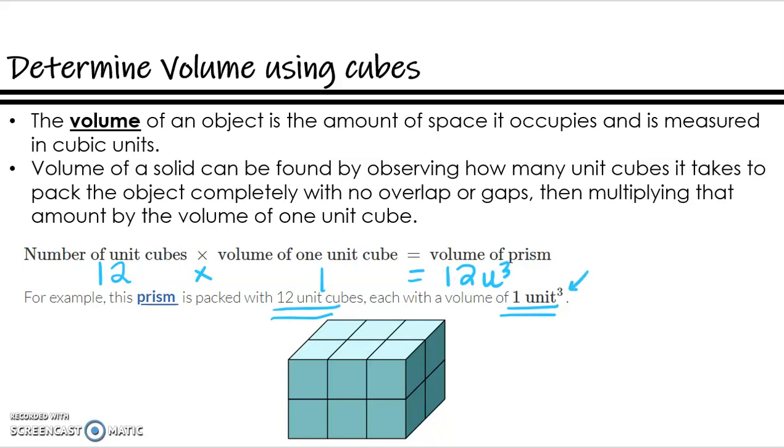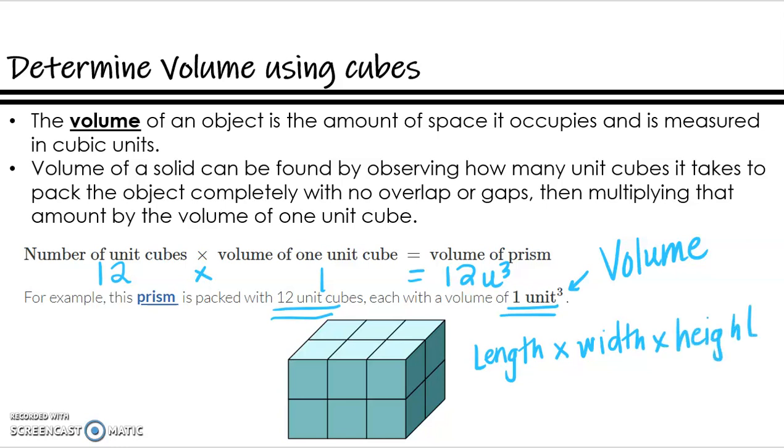And the reason you see this 3 here for volume, remember area has a 2, is that volume is cubed because volume is the length of an object times the width times the height. So you're taking your 3 dimensions and multiplying them by one another, which gives you 3 dimensions, which means that it's to the 3rd power.